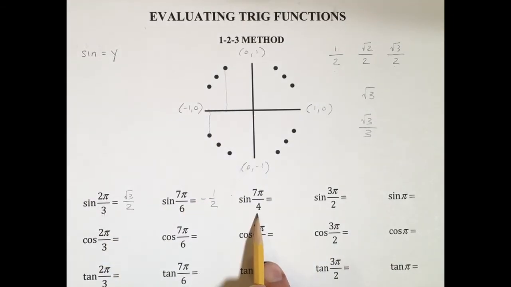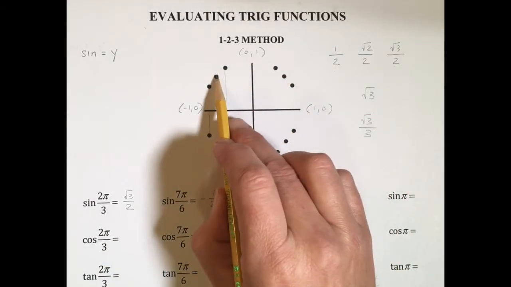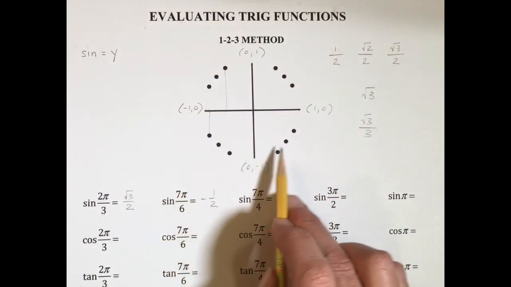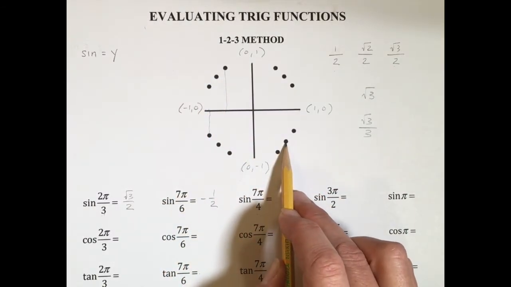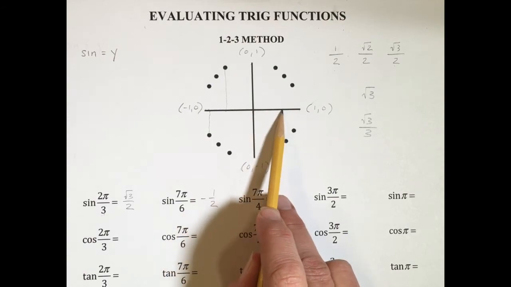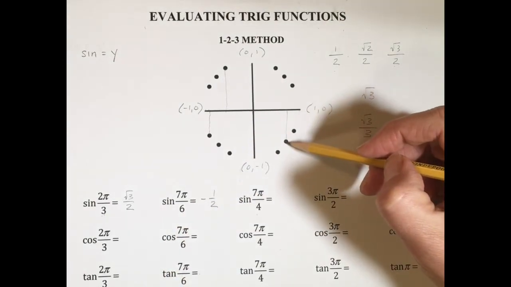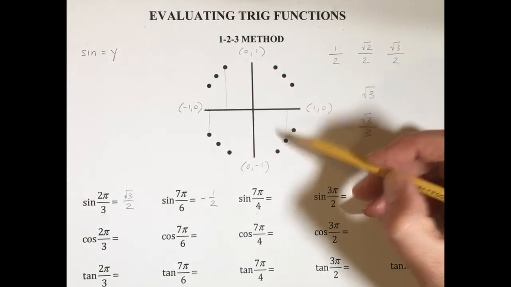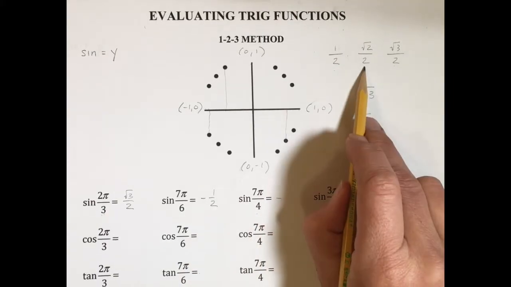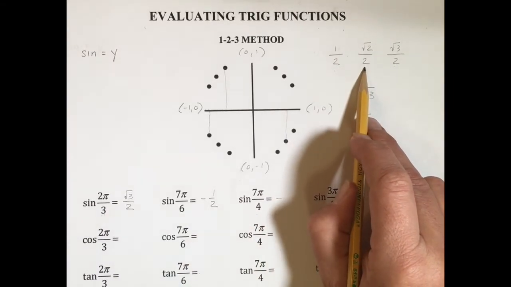Let's spin to 7 pi over 4. 1, 2, 3, 4, 5, 6. Here's 7 pi over 4. To get to 7 pi over 4, you would go over and down this medium amount. Since we're going down, it's negative, and the medium amount is radical 2 over 2.